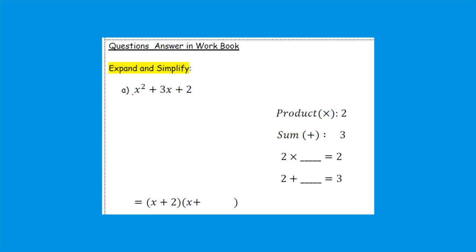So for this one, x squared plus 3x plus 2, what numbers multiply to give 2? So 2 times something equals 2. So one of the numbers is 2. So I've done half of it here. So 2 times 1 equals 2. And 2 plus 1 equals 3. So we get x plus 1 here.